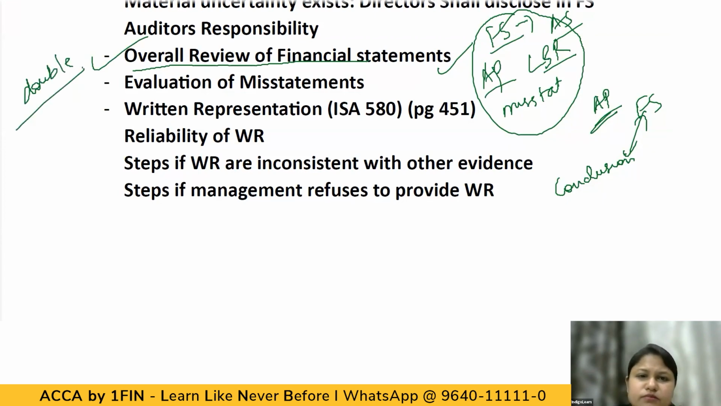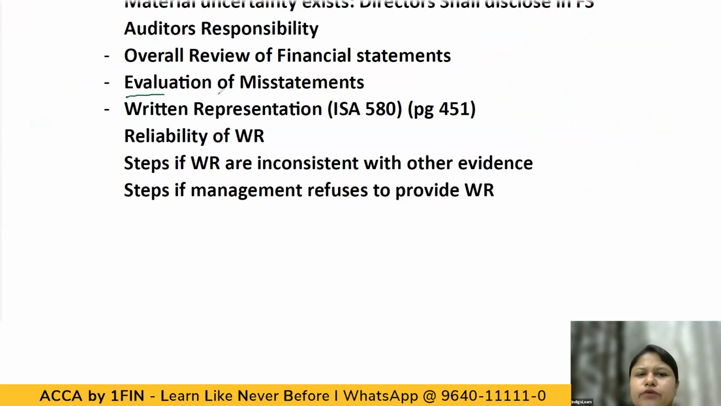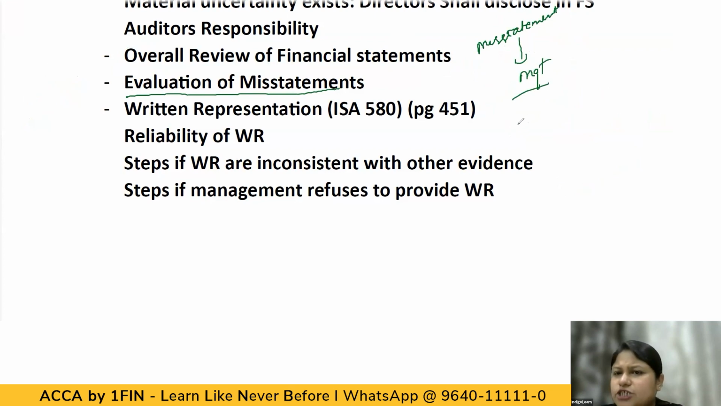Okay, then after that you do evaluation of misstatement. Now during the course of audit, obviously the auditor will come across many misstatements. Whenever misstatements are identified, it is the duty of the auditor to inform the management about these misstatements and ask the management to rectify them. If management rectifies, fair enough. If they do not, then you're going to inform the TCWG.